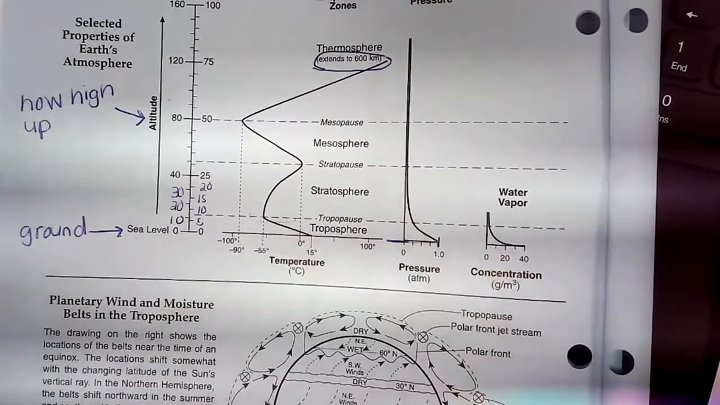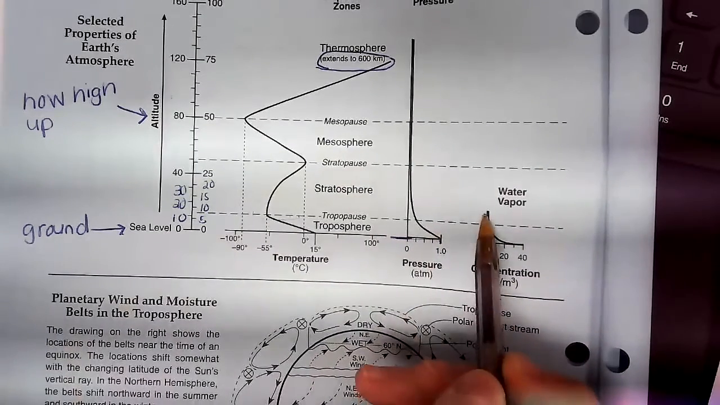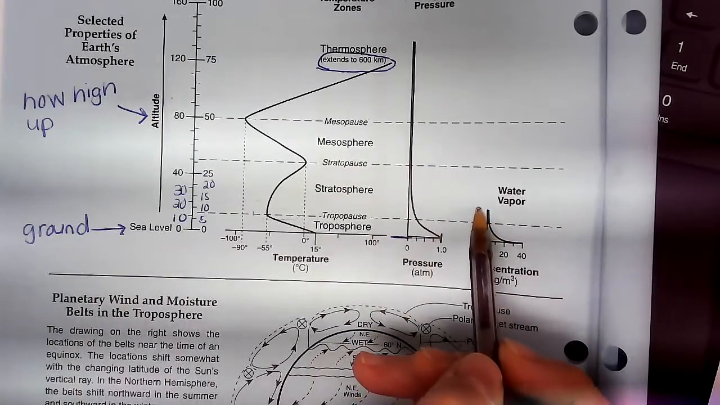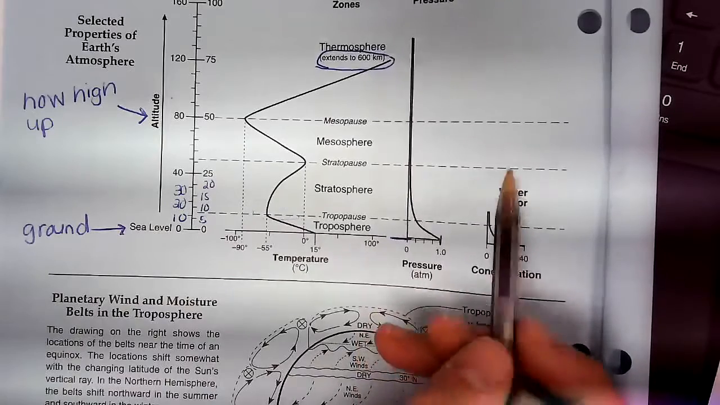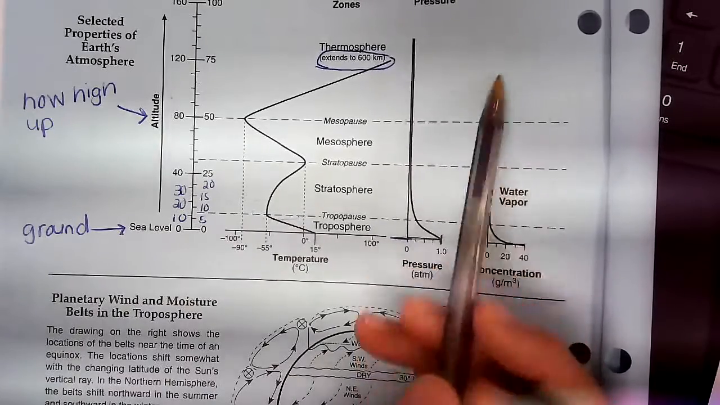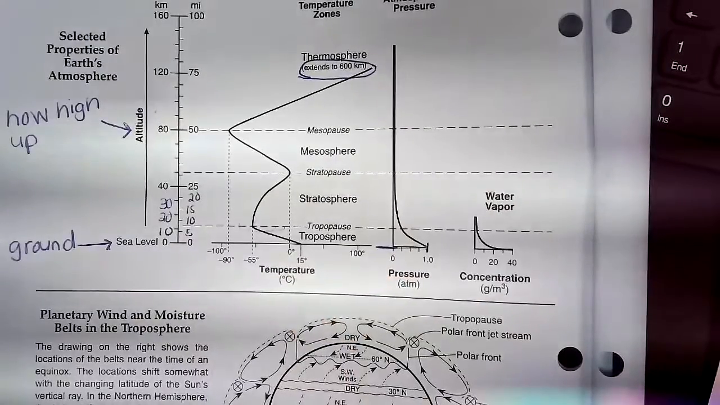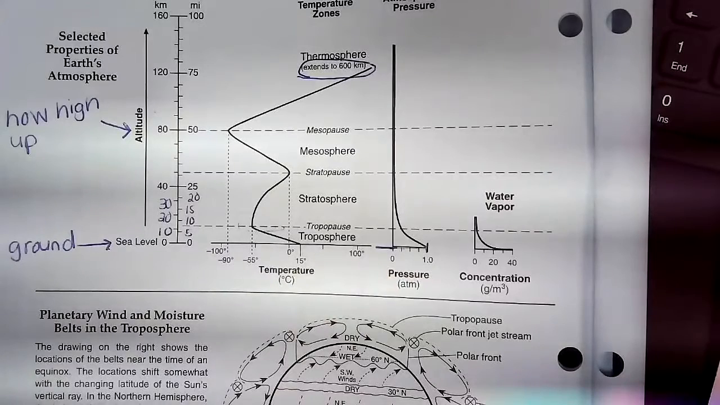Why do you think the graph ends here? Why do you think it's so short? Not because it wants to. Water doesn't go higher. This is the last place water will be. And so there is no water up here in most of the stratosphere, no water in the mesosphere, and no water in the thermosphere.